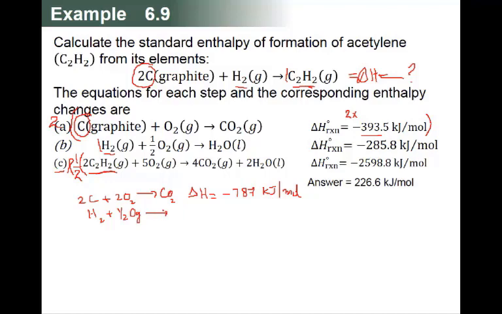Equation 2 is not changing, so we write it as it is: hydrogen plus half oxygen change to water as a liquid, H2O, and the delta H will be minus 285.8 kilojoule per mole.